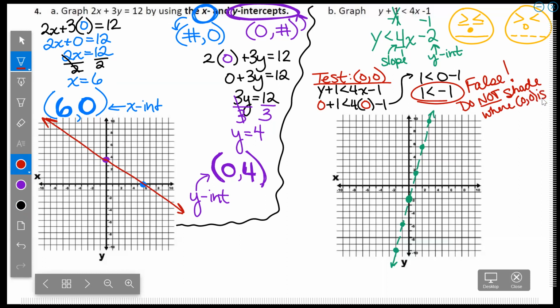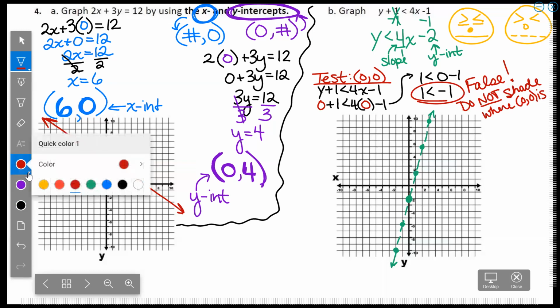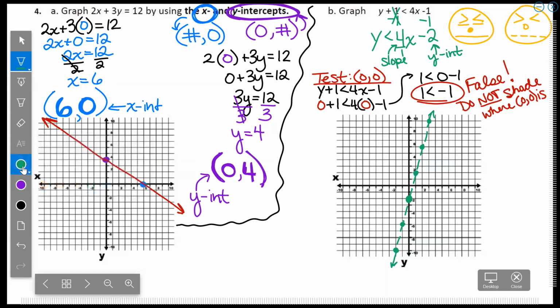So where do I shade? Do I shade over here? Do I shade this side over here? I shade underneath it. I got something false. I do not want to shade where 0, 0 is. So we're shading this side.